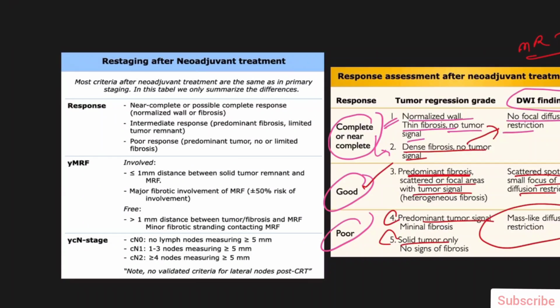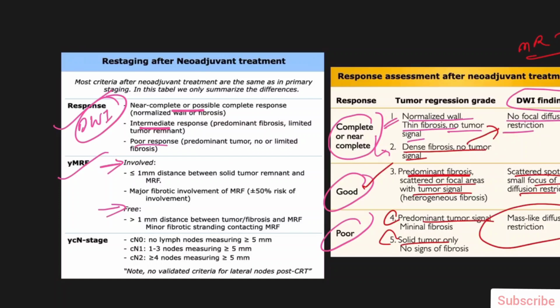In restaging after neoadjuvant therapy, we have to talk about 3 things. One is the response that I already have talked about: near complete or complete, good or poor response. This response is seen via DWI. Next is the MRF involvement, we have to mention whether the MRF is involved or the MRF is free.